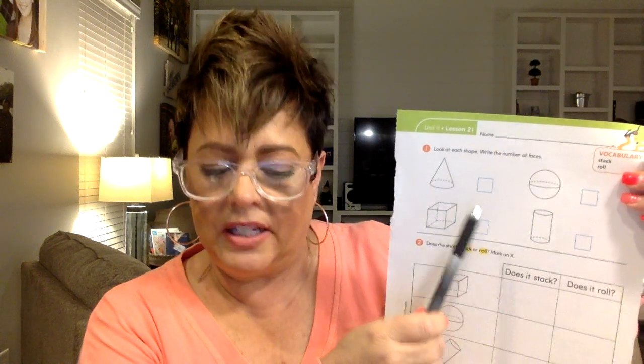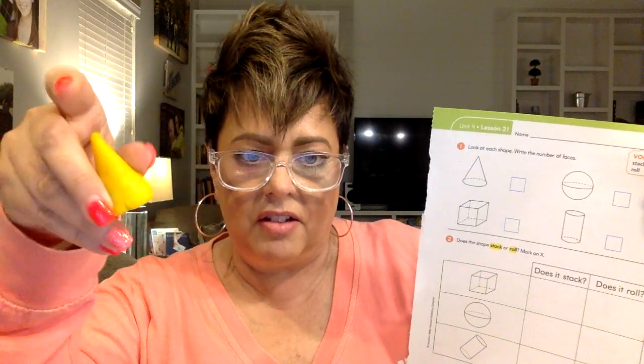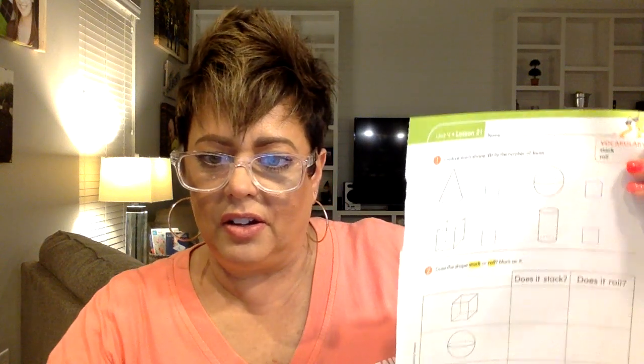And it says, look at each shape. And you're going to write the number of faces. So look at Mrs. Hoffman's cone. How many faces does a cone have? It has a point here and it has curved sides. This is called a face. This is a face. So how many faces does a cone have? It has one.